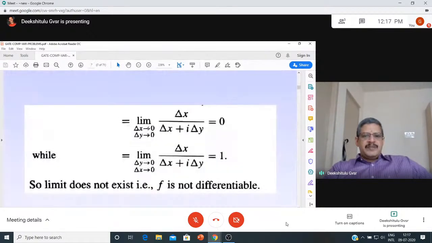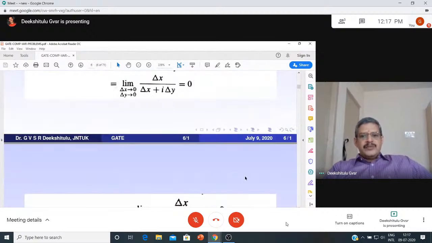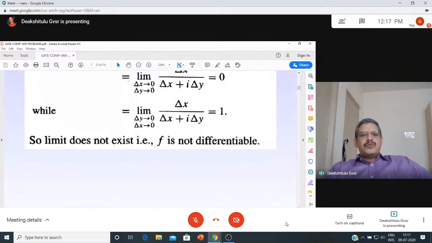But if you reverse the limits, what happens? That means limit delta x goes to 0, delta y goes to 0, we get 0. But if you reverse the limits, delta y goes to 0, delta x goes to 0, when we first use delta y goes to 0, this term becomes 0. Then what we have? Delta x by delta x becomes 1. Here the limit is 0, here it is 1. So the limits are not equal, hence f is not differentiable.